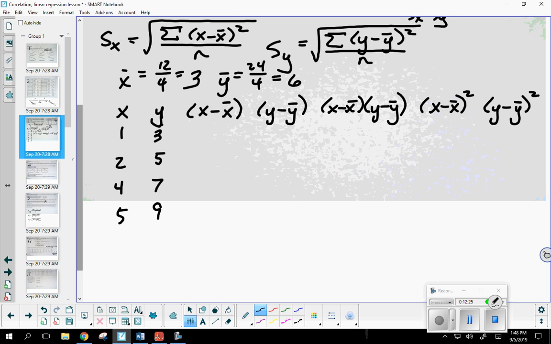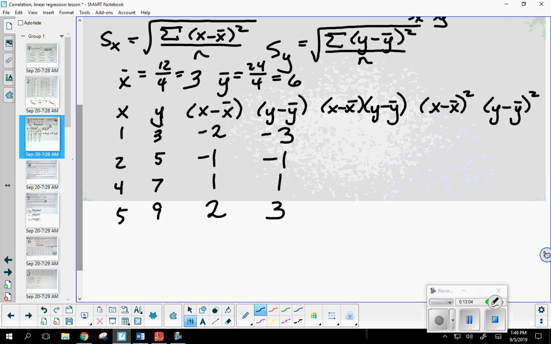From here, it's just a matter of filling in your table and then using the results with your formulas. So x minus its mean. 1 minus 3, negative 2. 2 minus 3, negative 1. 4 minus 3, 1. 5 minus 3, 2. Now I want to take all the y values and subtract their mean. 3 minus 6, negative 3. 5 minus 6, negative 1. 7 minus 6, 1. And 9 minus 6, 3. Anybody having trouble? Anybody not sure where I'm getting the value?